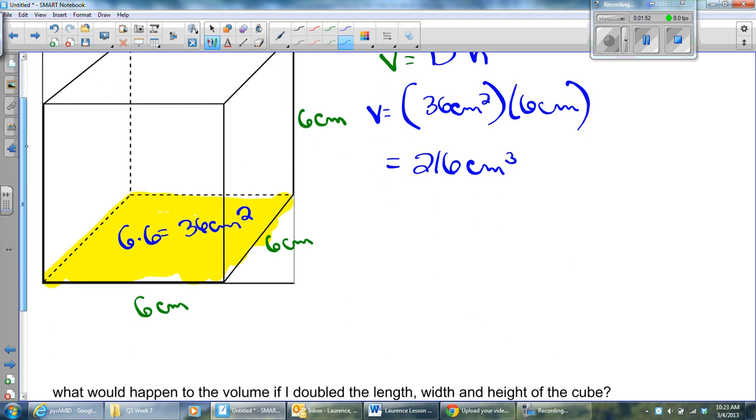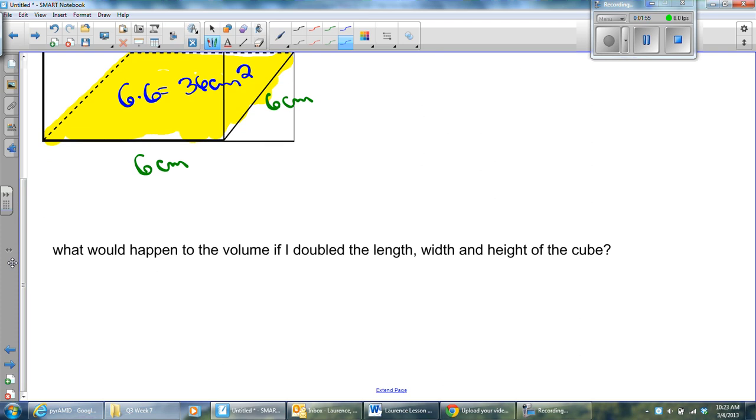Now, knowing Miss Eubank, she likes to push you guys just like I like to. She's going to ask you something like, what would happen to the volume of the cube if I doubled the length, width, and height? Well, you could do two ways. You could go 6 times 6 times 6, and you get 216 centimeters cubed. And then you could double it, 12 times 12 times 12, which off the top of my head I don't know.